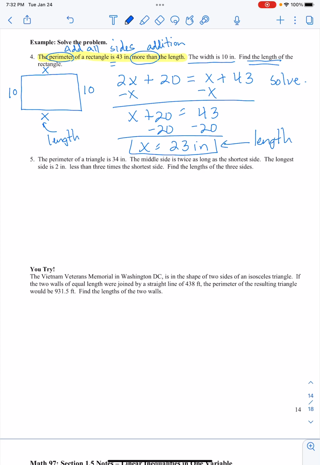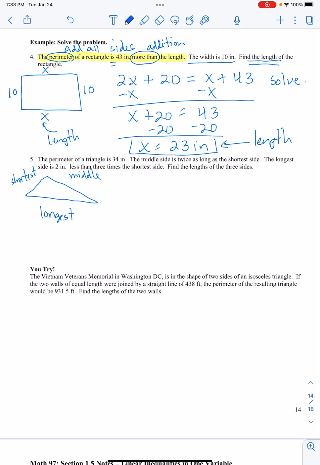5. The perimeter of a triangle is 34 inches. The middle side is twice as long as the shortest side. The longest side is 2 inches less than 3 times the shortest side. Find the lengths of the 3 sides. So let's draw a triangle. So this right here is our shortest. This is our middle side, and this right here is, actually let's fix that. This is our middle, and this is our longest.